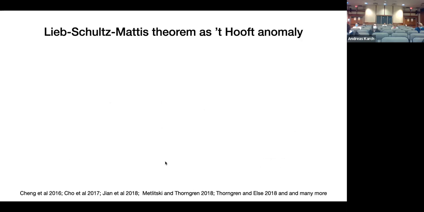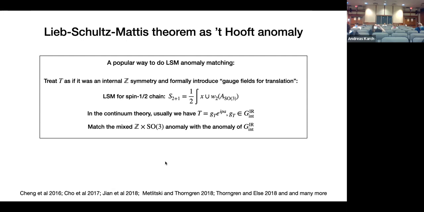Now, if we want to say it's an anomaly, then we should be able to do anomaly matching with the symmetries. And this is how it's done, at least the popular way that this is done in the literature: we simply pretend the translation was an internal symmetry. Oftentimes, if we take an infinite system, it's just Z. Now we formally introduce Z-valued gauge fields for translation. Here I call it X. X is formally the gauge field of translation.